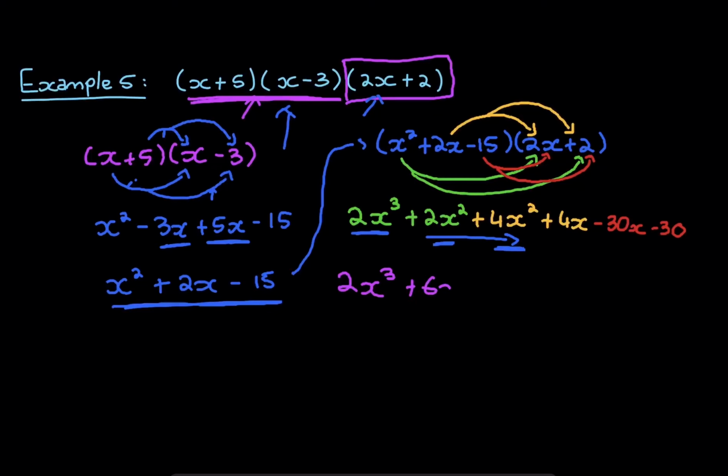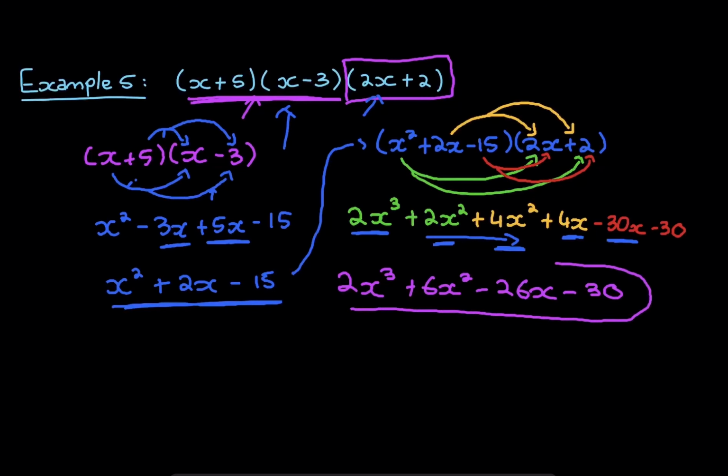plus 6x squared. All right, then we have 4x and minus 30x, because they're like terms. So 4 minus 30 will give you negative 26x. And then you just have the negative 30 at the end. Right, so this right here will be your final answer.